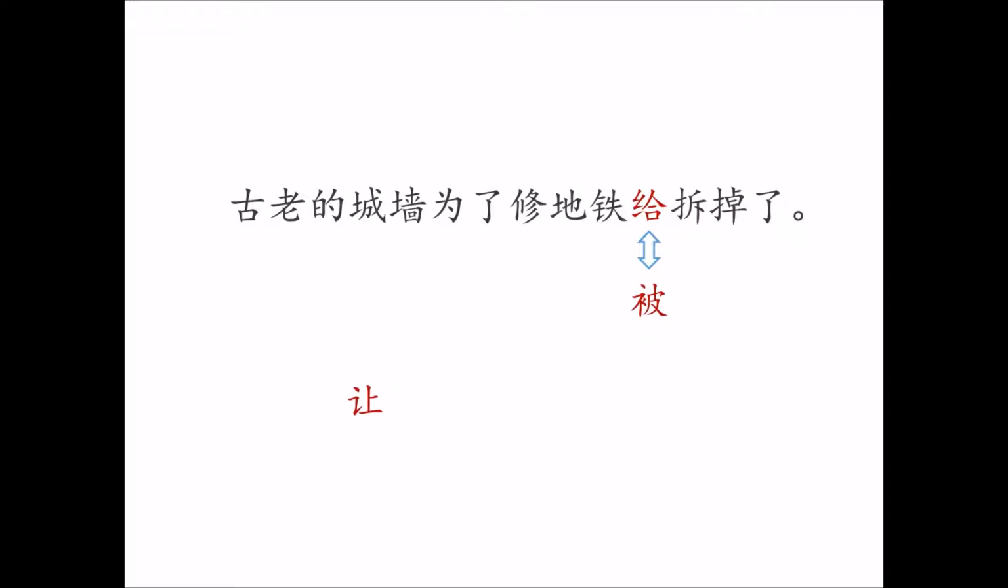Now let's look at another replacement of 被. 让 is also informal, but unlike 给, when we use 让, the performer of the action cannot be omitted, and sometimes between the performer and the verb we can add the character 给. Let's look at some examples.